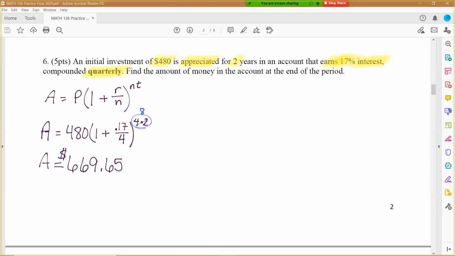You should end up with an ending balance of $669.65. Keep in mind, money is always rounded to the nearest hundredth place. On your test, it will be multiple choice. Really don't want to worry about the decimal. Questions on this one? Again, the formula is given to you. You just have to know when to use it.